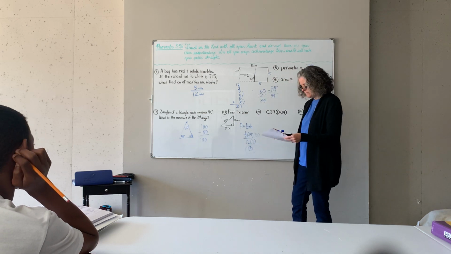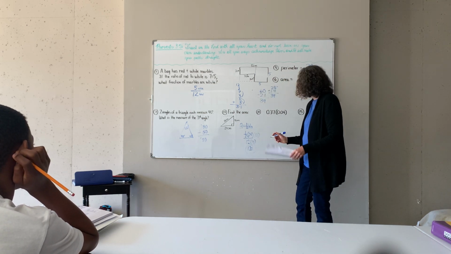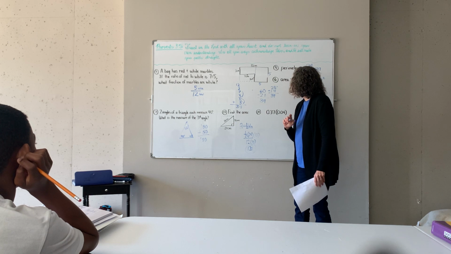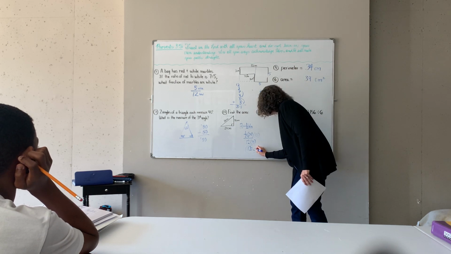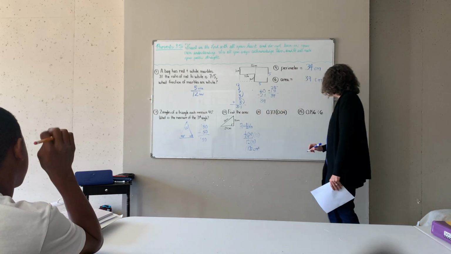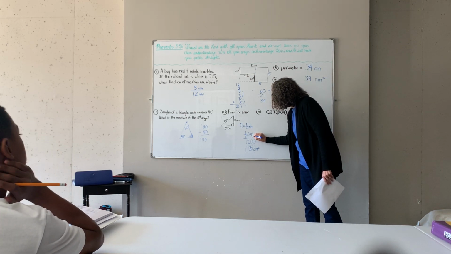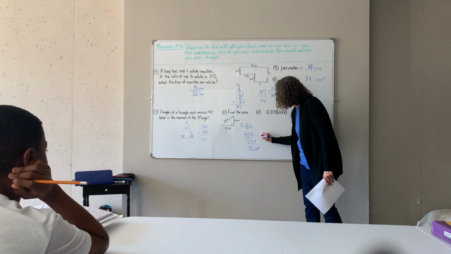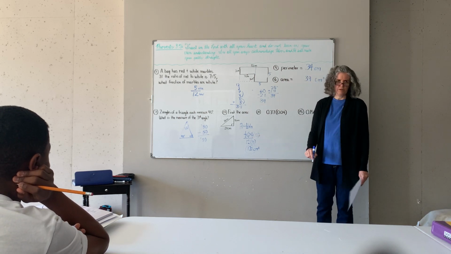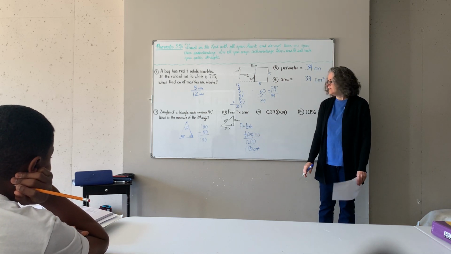Now, what's the unit for that one? Centimeters. Almost. Centimeters squared. Yeah, because it's area. And think about it too, the 24 is centimeters and the 10 is centimeters. What's a centimeter times a centimeter? A centimeter squared, square centimeter.